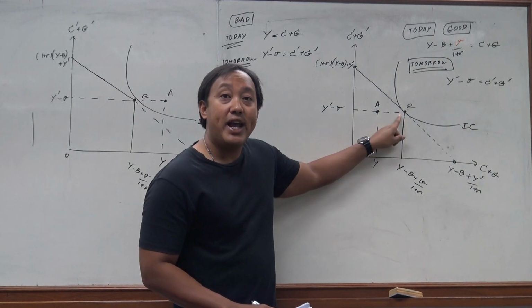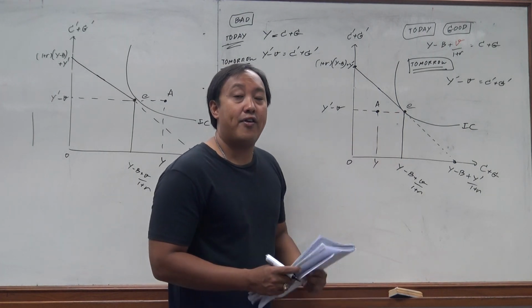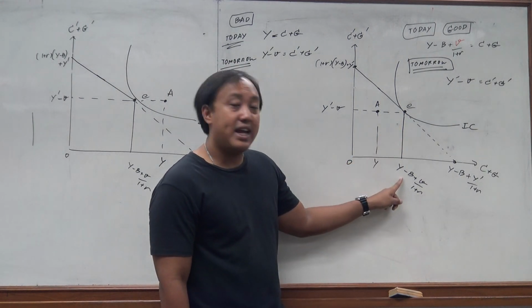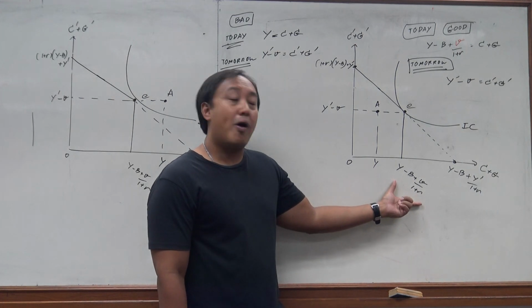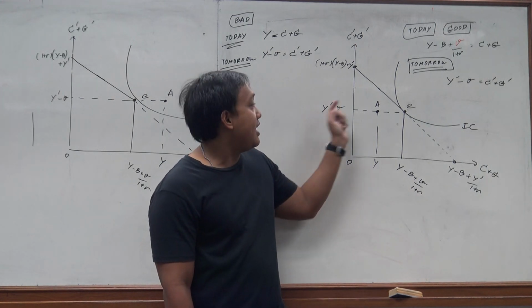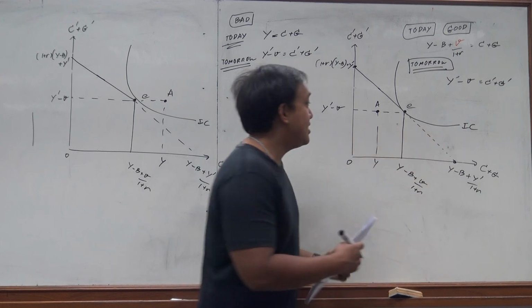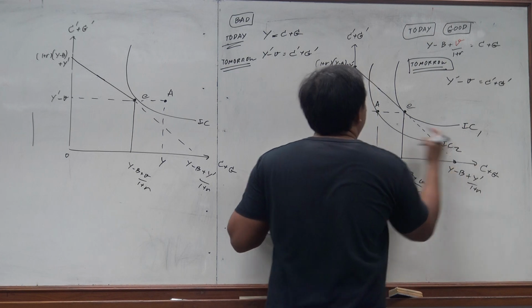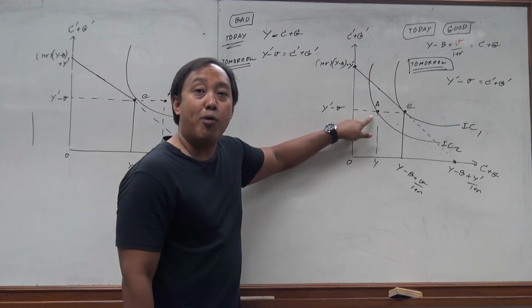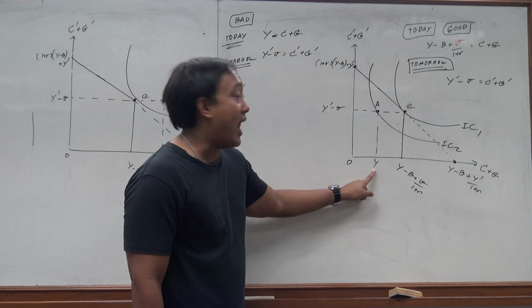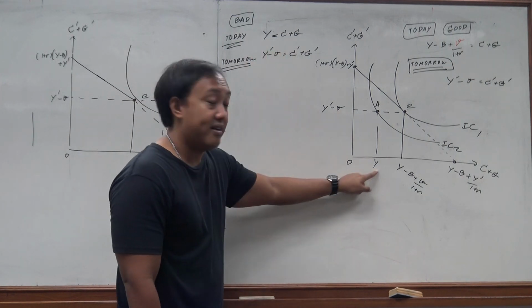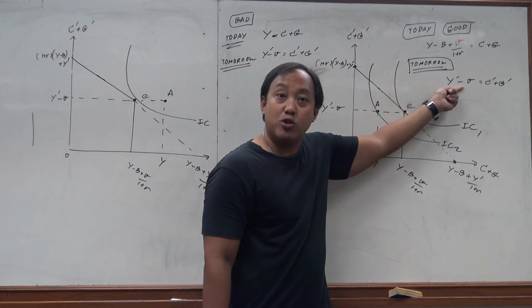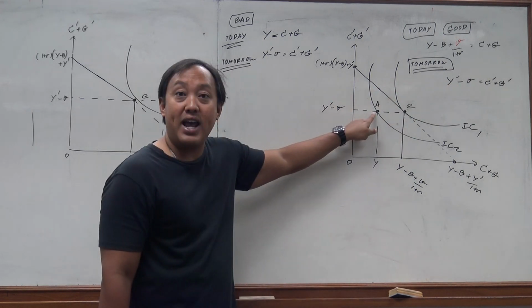Point E is a set of spending for the good borrower. Today's spending, you're going to spend the money C plus G equal to this. Tomorrow's spending is going to be equal to this. And you have the utility equal to IC1. If you are a bad borrower, you're going to be here, IC2, point A. If you are a bad borrower, today's spending is going to be equal to Y. Tomorrow's spending equals Y prime minus V, same, point A.